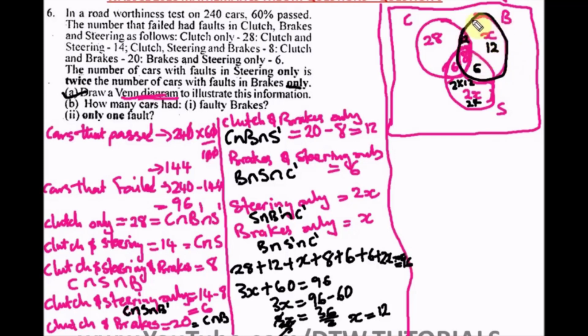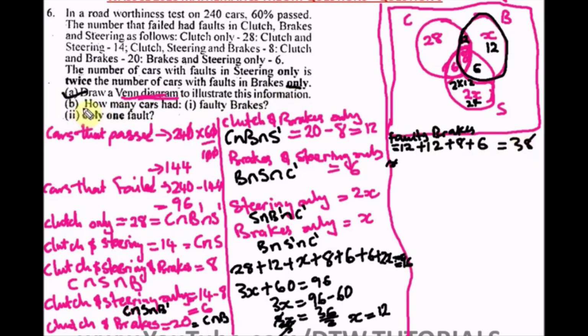So we are going to add up everything in our brake circle, which is 12 plus 12 plus 8 plus 6. We're supposed to state something like faulty brakes. You know your theory question, don't forget, write everything down so the examiner understands what you're doing. Don't just assume he's going to understand, write it down for him. So when you add these up, 12 plus 12 is 24, 24 plus 8 will give us 32, and 32 plus 6 will give us 38. So the number of cars that had faulty brakes is 38.